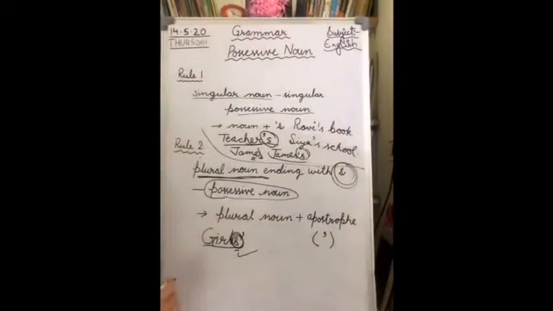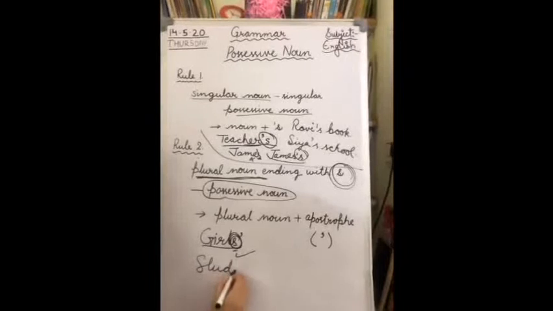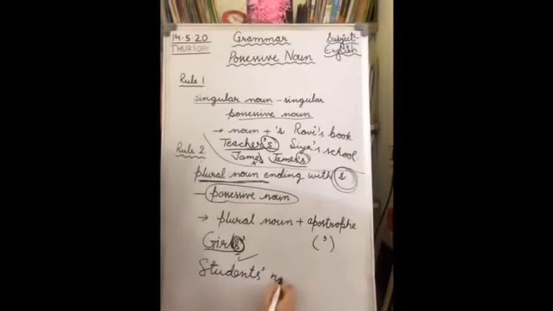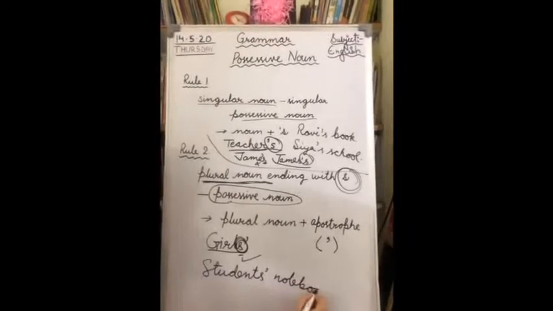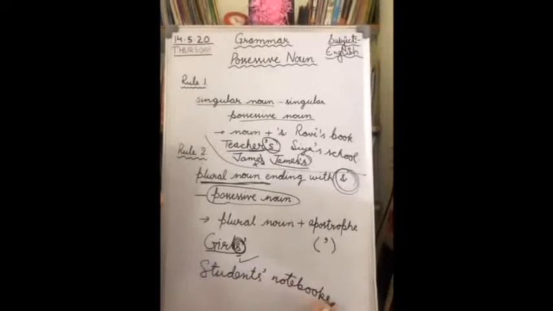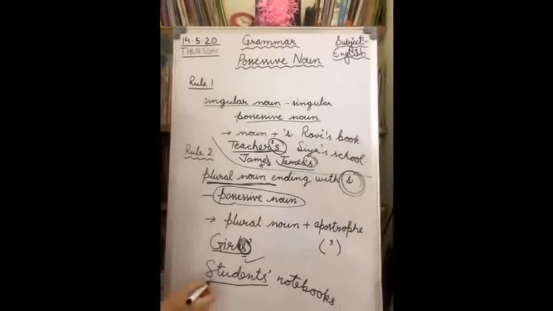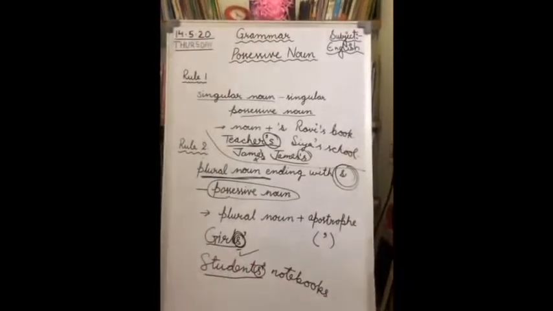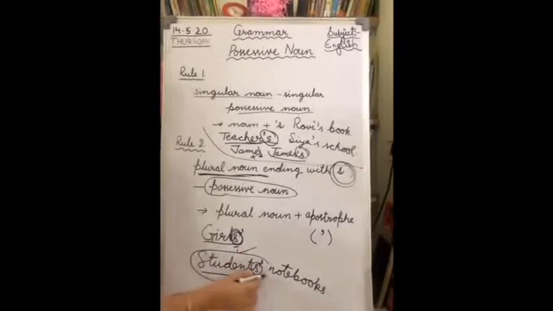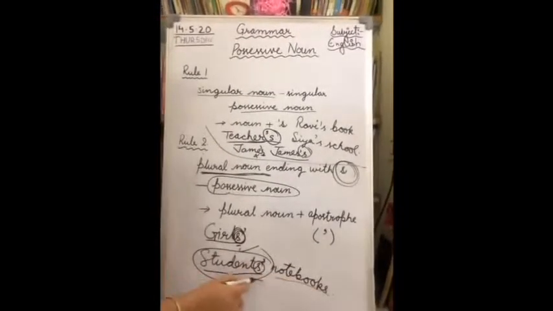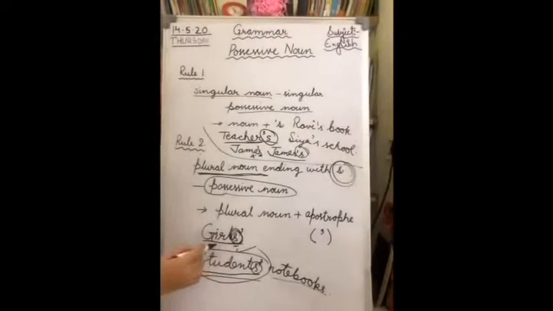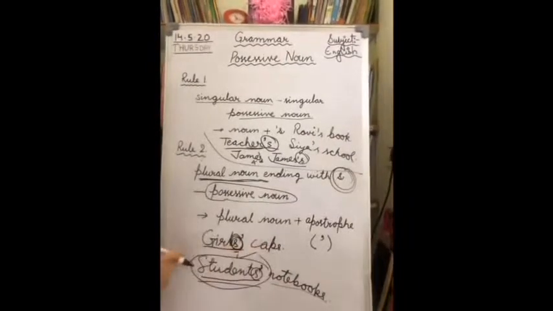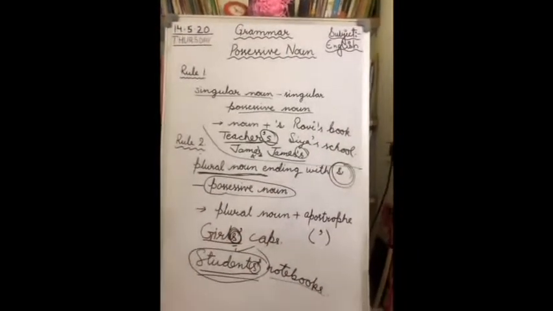Another example can be students' notebooks. Now here you can see that students is already plural, having s at the end. So I simply put apostrophe at the end. It shows that notebooks are of students or notebooks belongs to students. Here we can add another example, girls' caps. That means caps of the girls or caps belongs to the girls.